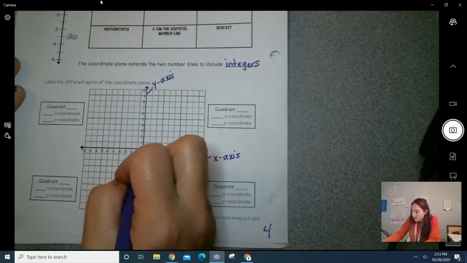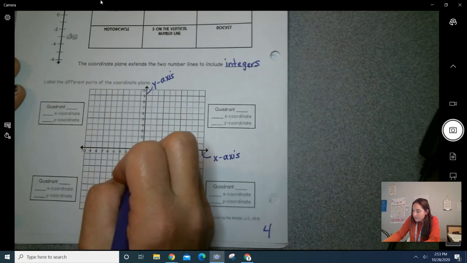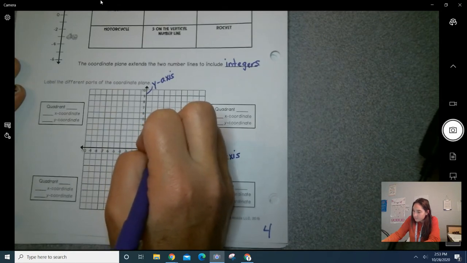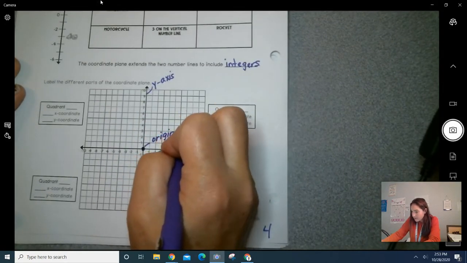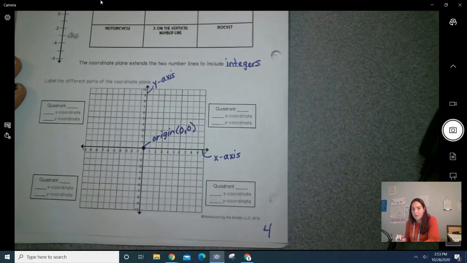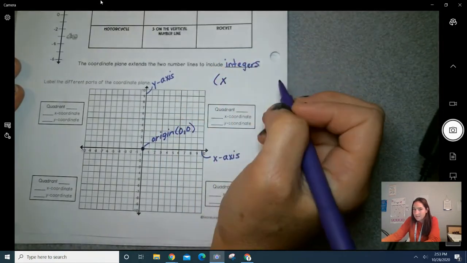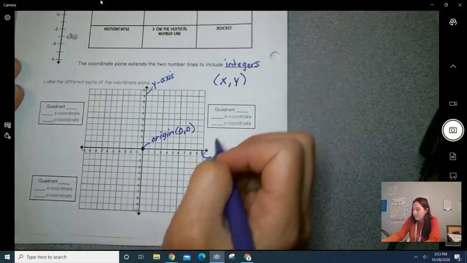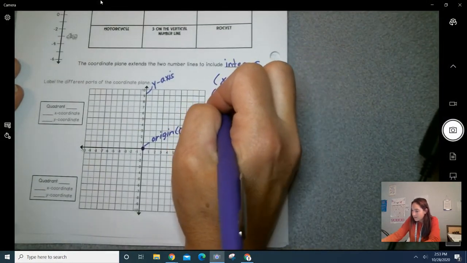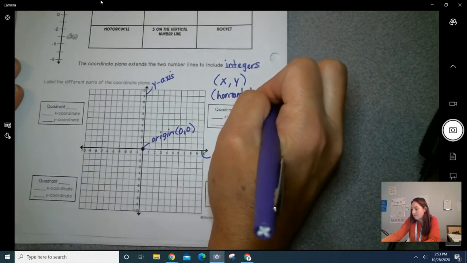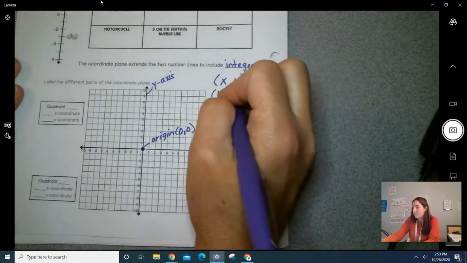I talked about the origin earlier. The origin is this point right in the middle. This is called the origin. And it's the point 0, 0. That's the point where x equals 0 and y equals 0. And again, remember, when we talk about ordered pairs, we first put the x and then we put the y. Okay, another way to remember that is horizontal and then vertical. Horizontal first and then vertical.